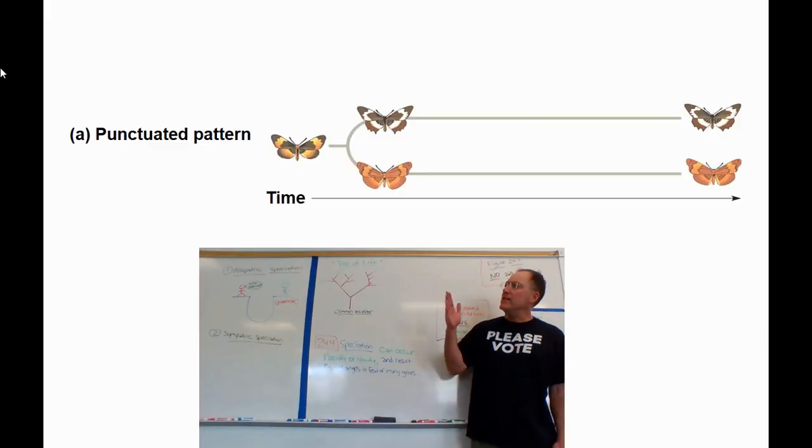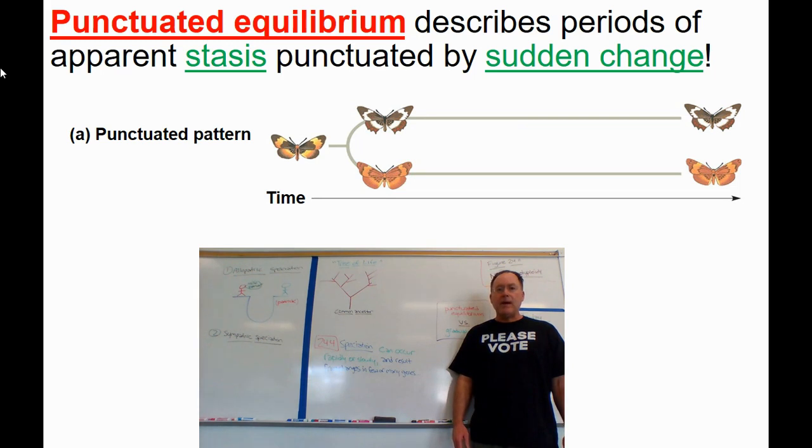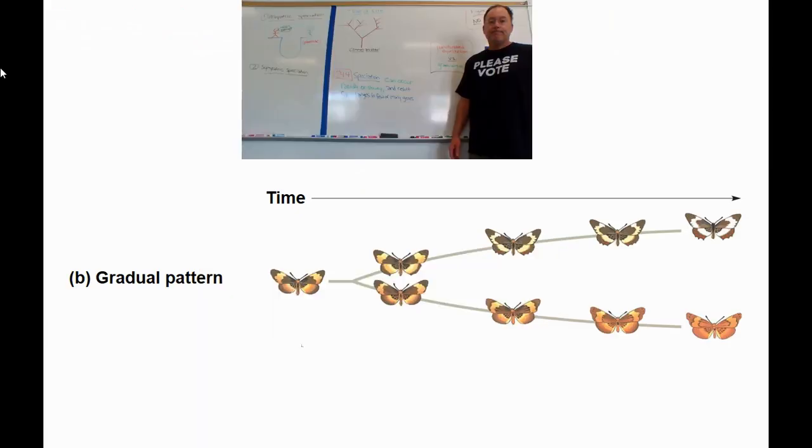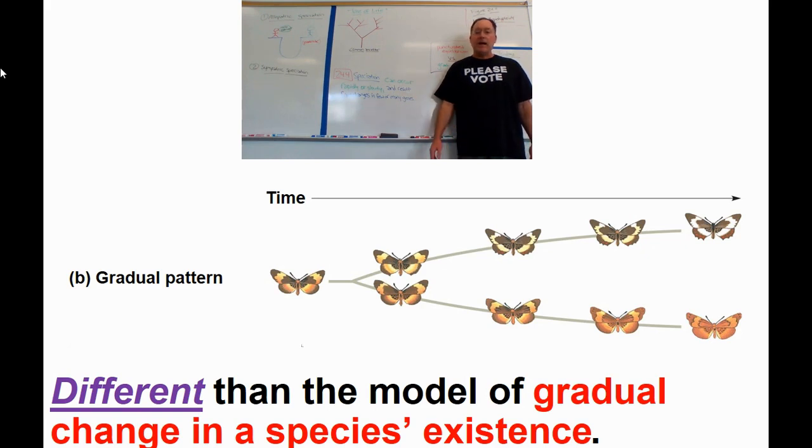You can see where these individuals are well adapted to their environment, and then all of a sudden they speciate into something new. This is called punctuated equilibrium. Describes periods of apparent stasis punctuated by sudden change. Or is it gradual? Is it predictable? Can scientists say, well, I'm looking at this butterfly now, and I know in 1.6 million years, it's going to change into a brand new species, and then 1.6 million years after that, another species? Is it a gradual pattern? Can we see the mutations piling up over time? This is different than the model of gradual change in species existence.